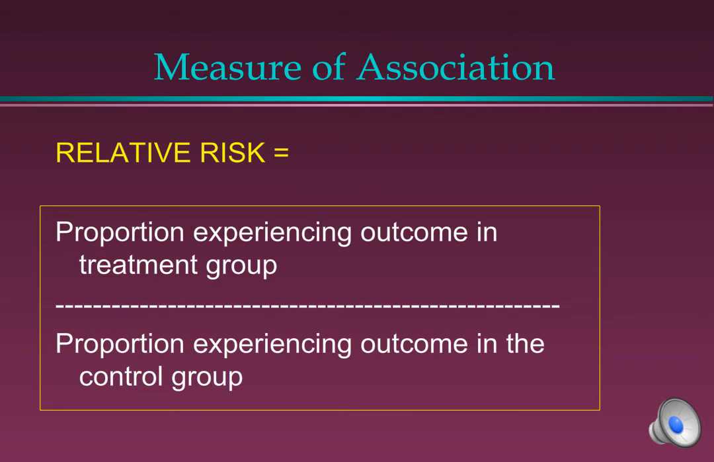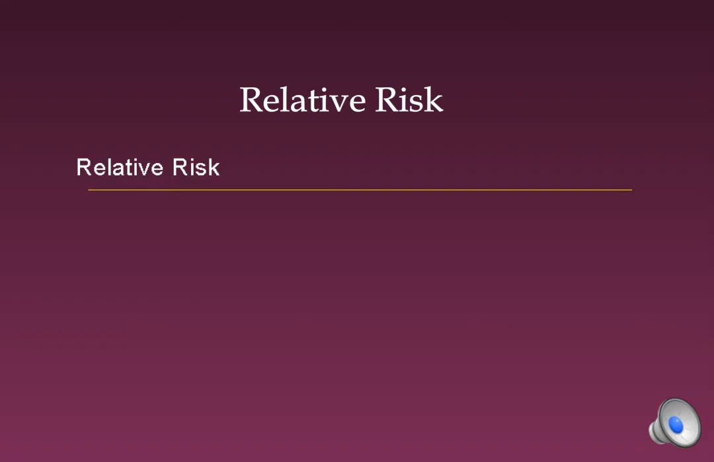Now, just to review the concept of relative risk briefly, relative risk is really very, very simple. It's simply the proportion experiencing the outcome in the treatment group divided by the proportion experiencing the outcome in the control group. And remember that a relative risk of 1 means there's no effect. A relative risk of 0.5 means that the rate in the treatment group is half that in the control group.